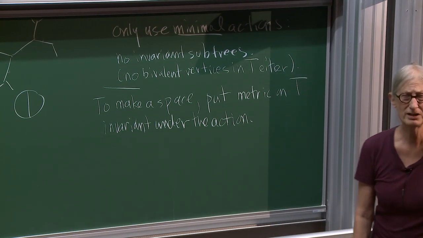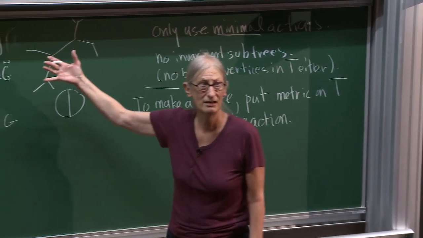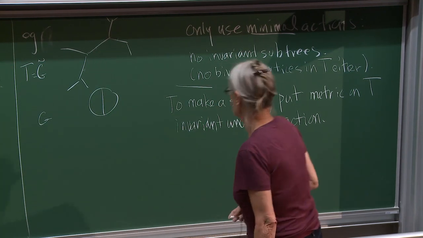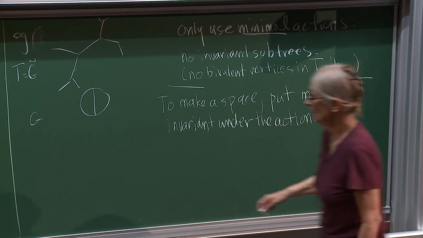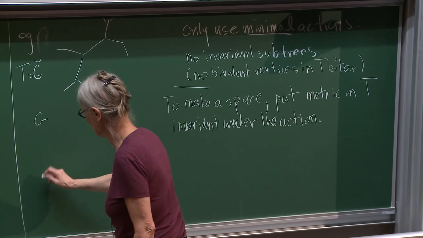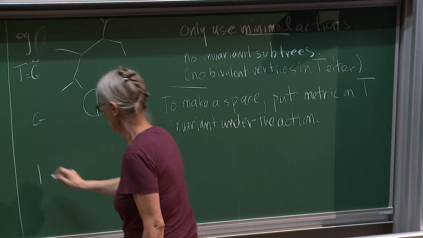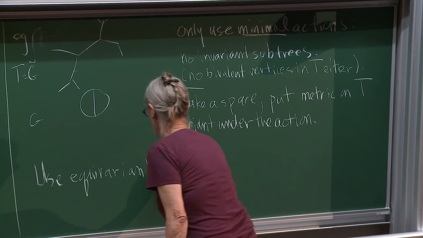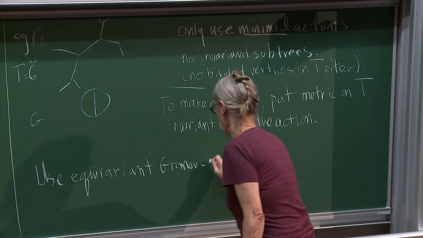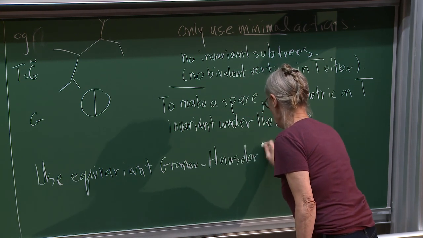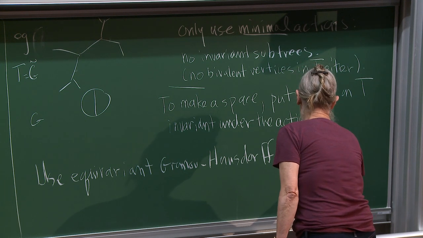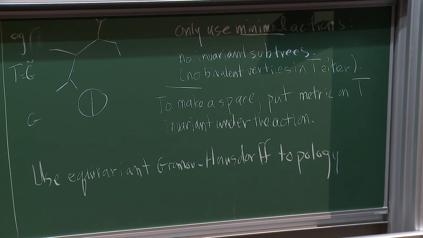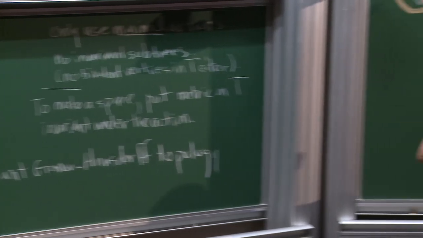So now I've got points, and at least I can sort of imagine what a nearby point would look like. I could just change the edge lengths a tiny little bit, and I should get a nearby tree with the same action. But to make that precise, I should say the set of these things makes a space. To make a space, put a metric, and then use the equivariant Gromov-Hausdorff topology. I'm assuming that not everybody knows what that is. Is this true? Okay. So what's the equivariant Gromov-Hausdorff topology?